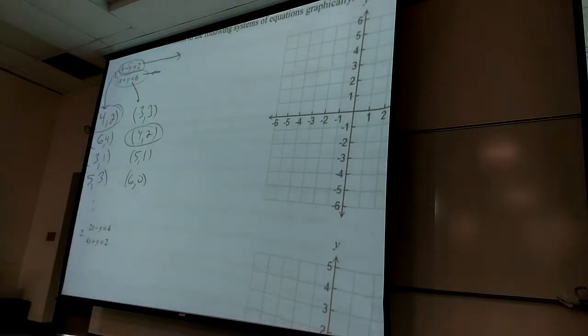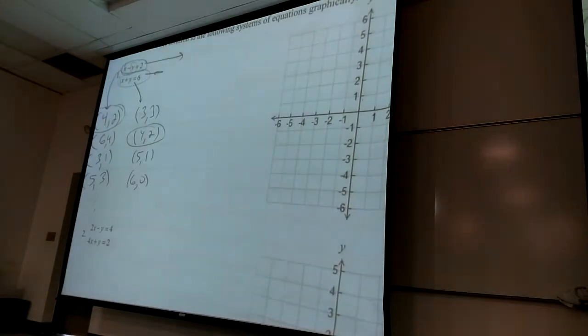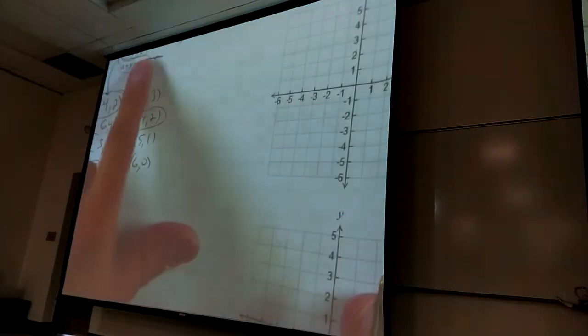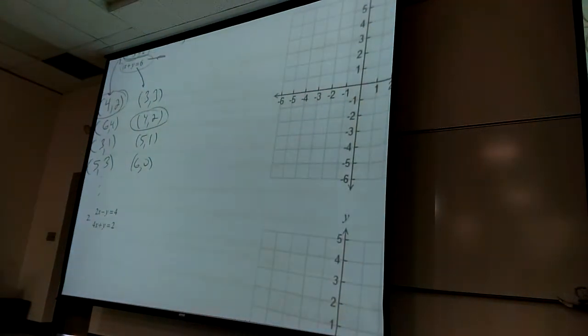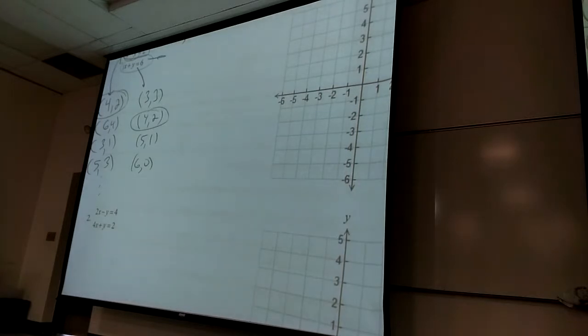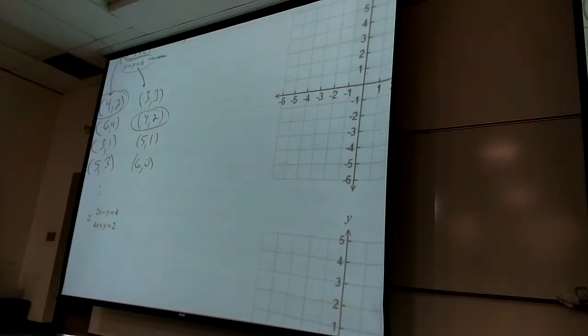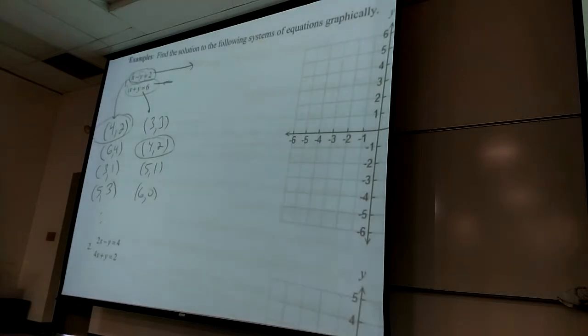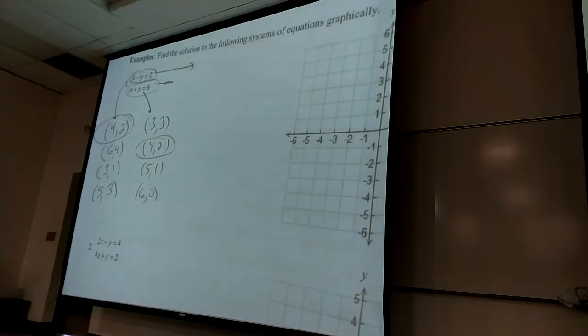I would prefer if you graphed it using mx plus b, but you could actually plot these points. But try to do mx plus b just to do a little review. Solve for y, get the slope and the y-intercept. Oh, Jeff, you dork, why are you doing it? Too bad, try that. Try to graph those two lines using mx plus b.